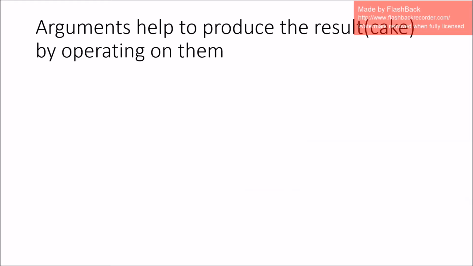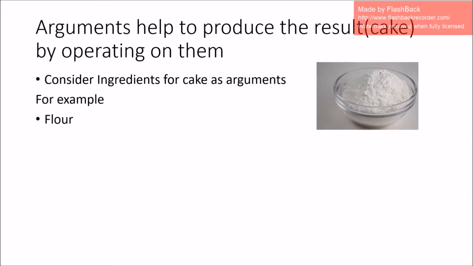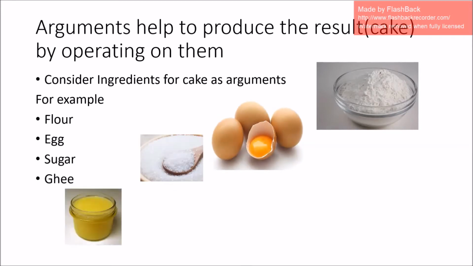Arguments of functions help to produce the results, for example the cake, by operating on them as an oven does. Consider the ingredients for our cake given to the oven as arguments. For example, we have flour, we have egg, we have sugar, and we have ghee.